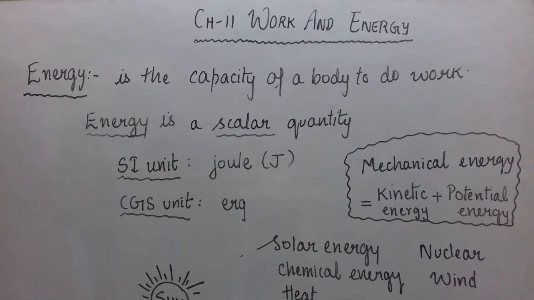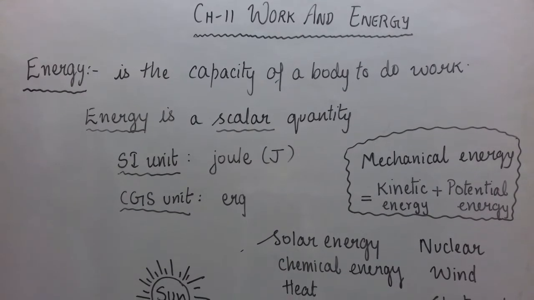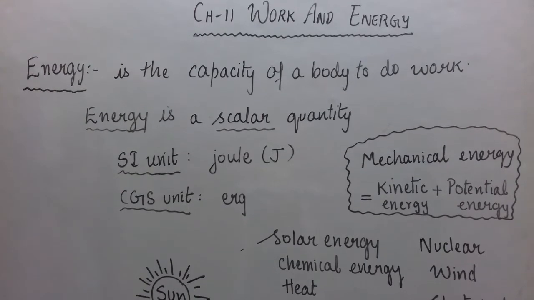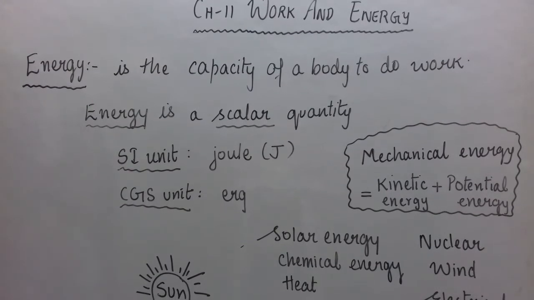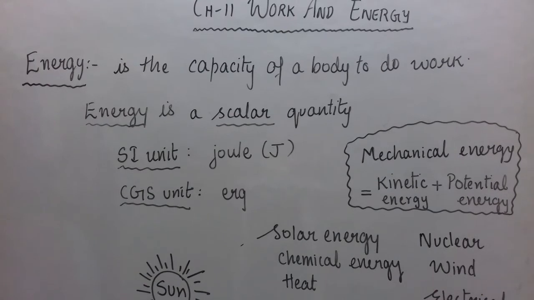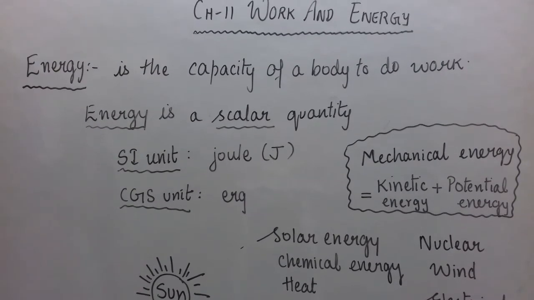Hello students, in this video we'll continue with chapter 11 Work and Energy. In the previous videos of this chapter you have seen the definition of work, you have understood what is work, you can define work, you can define its SI and CGS units, and you know there are three types of work: positive work, negative work, zero work. You can explain them by giving various examples.